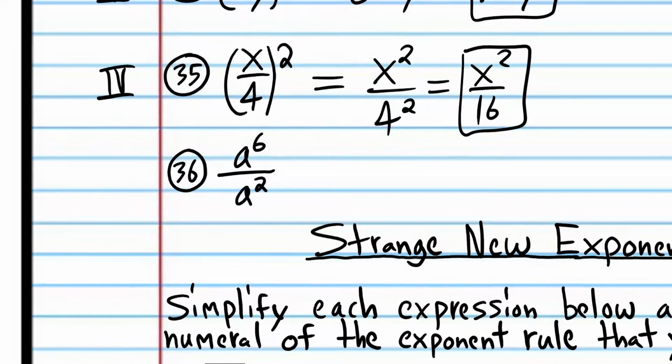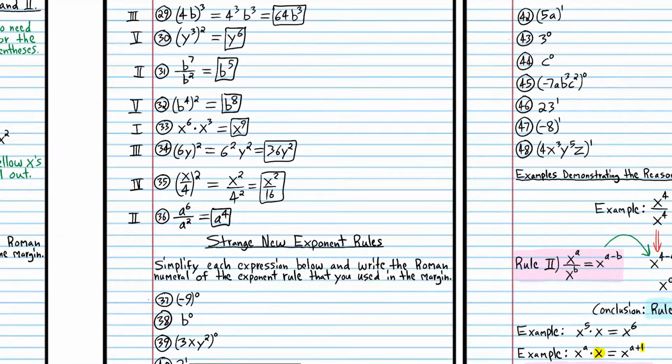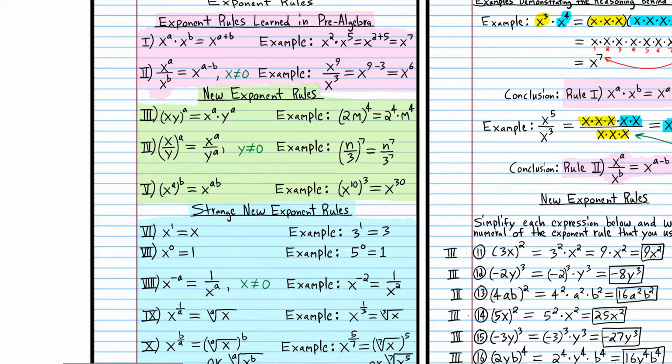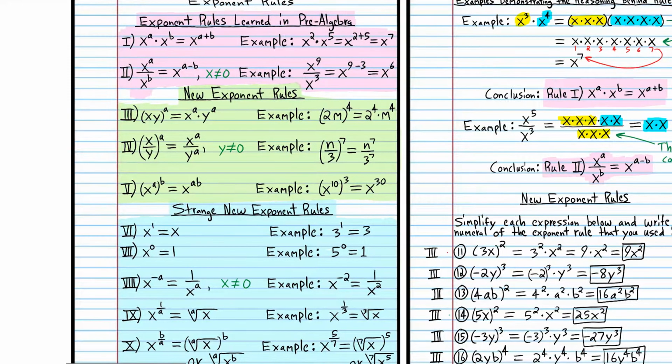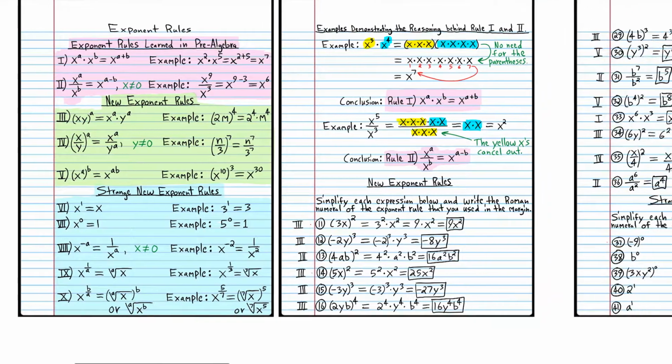All right, we're back. This is rule number 2. a to the 6th divided by a to the 2nd is just a to the 4th. You subtract the powers. So if you got that answer, good job. So those were the new exponent rules. Again, we reviewed the pre-algebra rules in the flesh-colored color, whatever you call that color, and we learned new rules here in green, 3 new rules. So we've learned 5 rules so far.